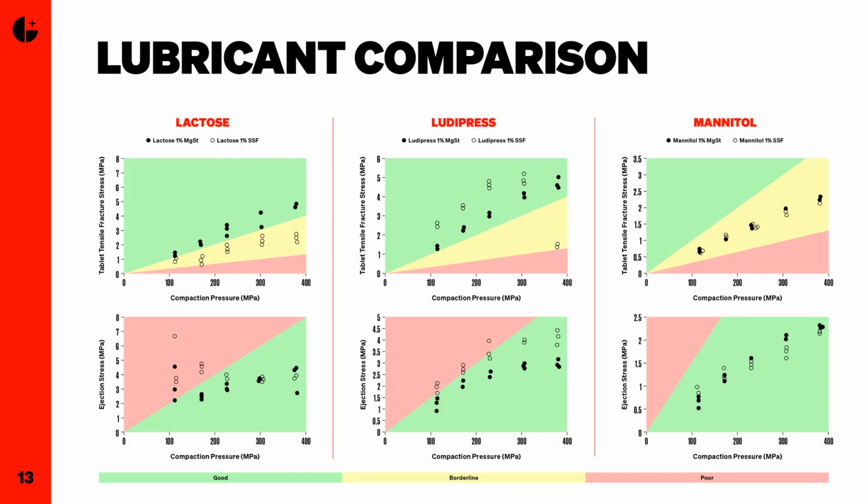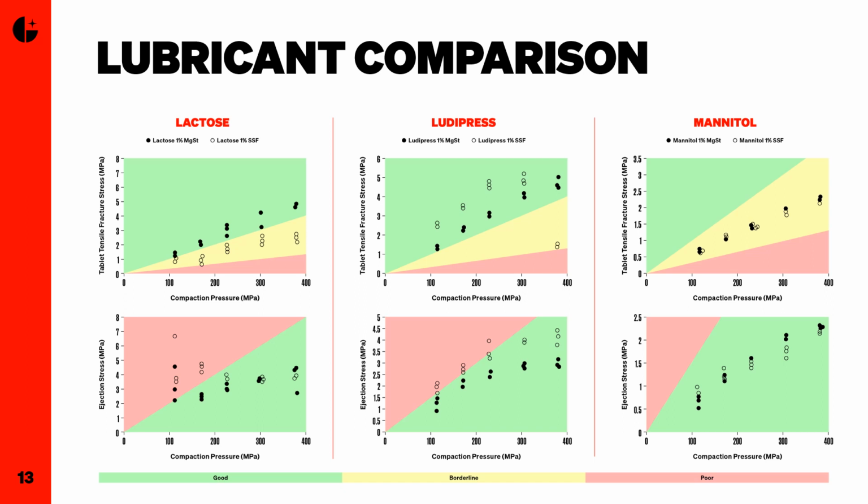Next, I'm going to take you through some examples so you can get an idea of how compaction data can be used. The first example is a lubricant comparison. And here we're looking at 3 different excipients, lactose, Lubripress and mannitol, and looking at whether magnesium stearate or sodium stearyl fumarate is the better lubricant for each one.